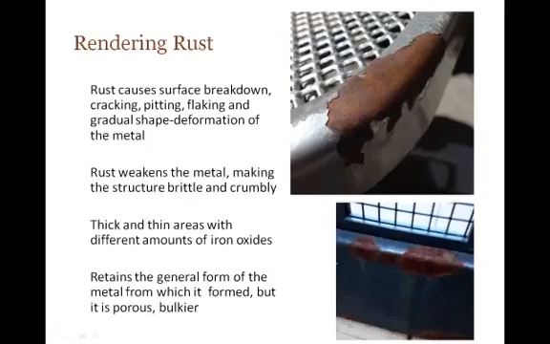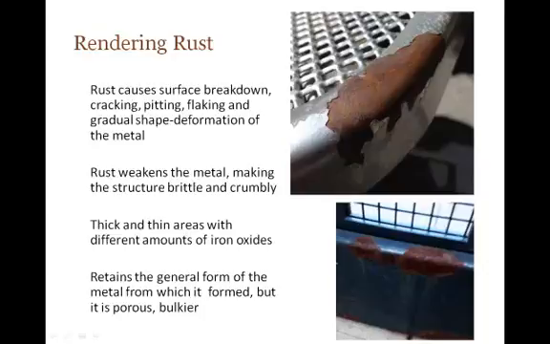Tips for rendering rust. When rust forms, it will weaken the integrity of the metal structure, making brittle and flaky edges around the rusting area. Similarly, rust has a flaky, bumpy, and uneven surface, with arranged thick and thin areas. Rust is dull and is red, orange, and brownish in color.